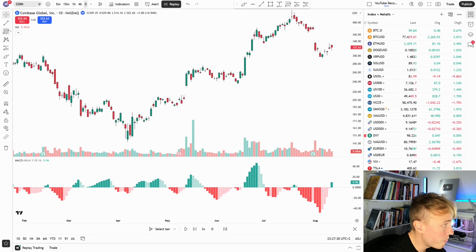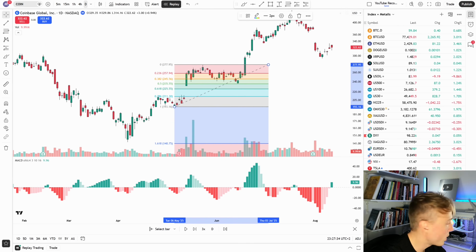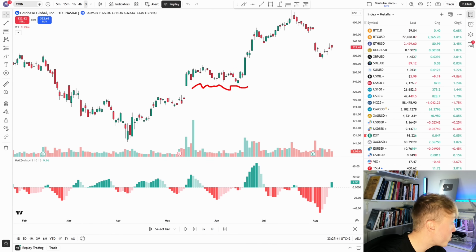If you want to get even more fancy, you can also use a Fibonacci indicator. You drag from swing high to swing low, and most of the pullbacks will actually end in this area right here. But this is a little bit outside the scope of this video.